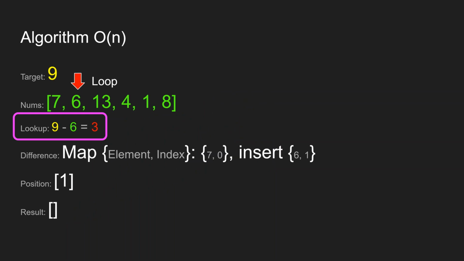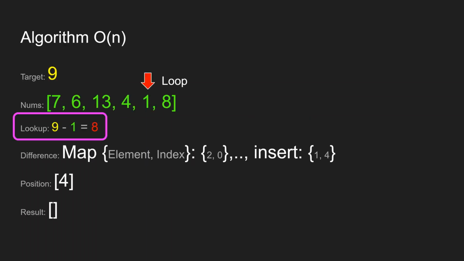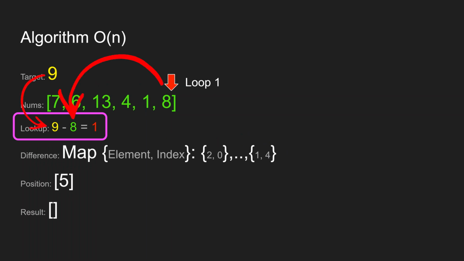So we move the loop to the second element. Now we have 9 minus 6, which is the target minus the element, equals 3. We don't have a match, which means we insert the element and its index into the map. That's 6 and 1. Now if we fast forward to the end, we'll see that at 1, we're going to have a lookup of 9 minus 1, which is going to equal 8. Now we don't have 8 in the map, which means we need to insert the element 1 and the index 4 into the map.